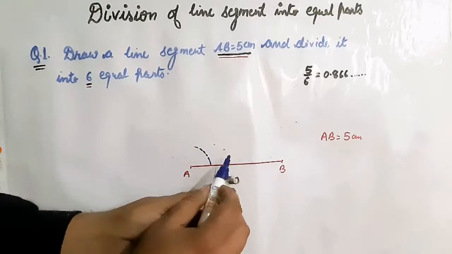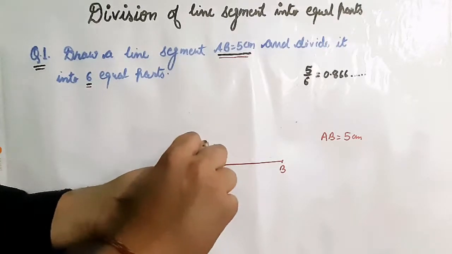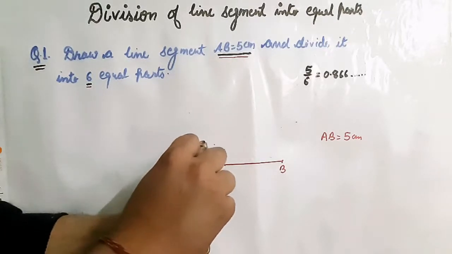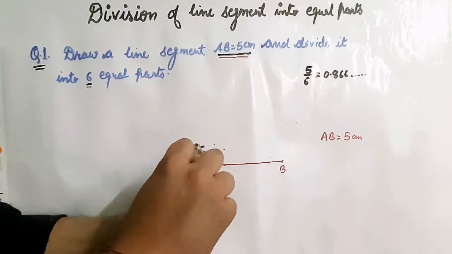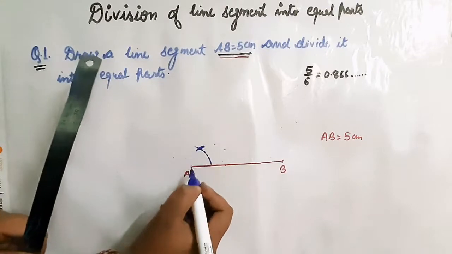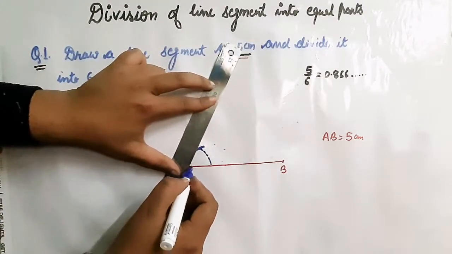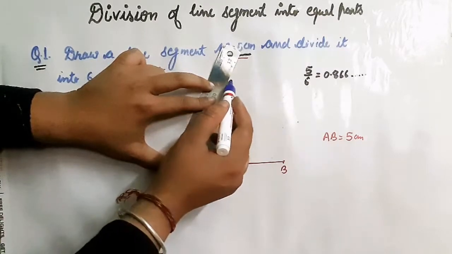Keep your compass the same, keep it on the initial point and mark a cut. This cut will be equal to 60 degrees. Now join the point of intersection with the vertex and this will be your angle of 60 degrees, but draw it in a dotted way.